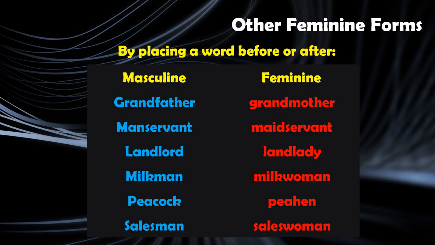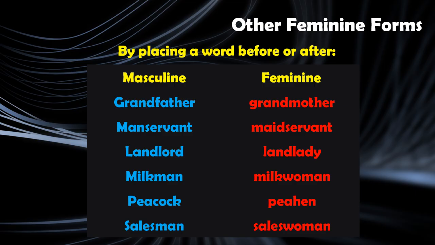We have pairs like grandfather and grandmother. The father part changes to mother. Manservant and maidservant, the man part changes to maid. Landlord and landlady, the lord part changes to lady. Milkman and milkwoman, here man becomes woman. Peacock and peahen, the cock, meaning the male bird, changes to hen. Salesman and saleswoman, again man is replaced by woman.